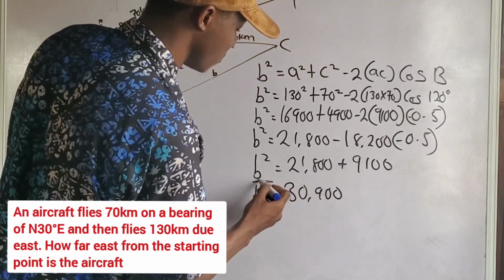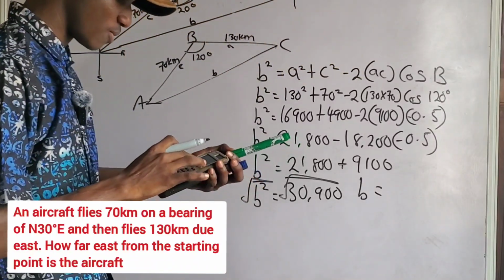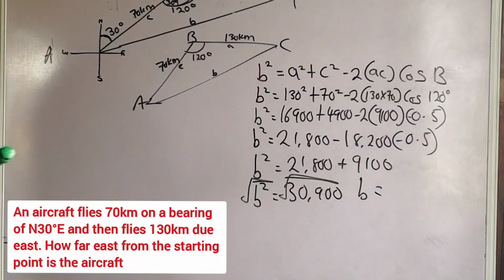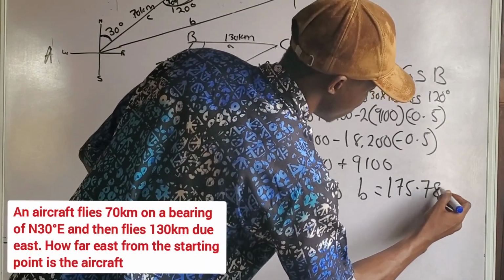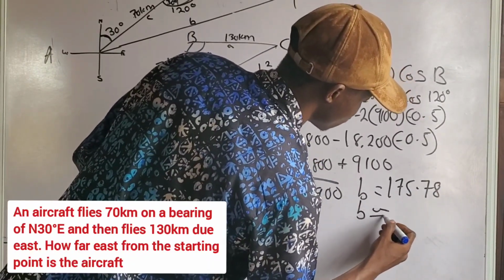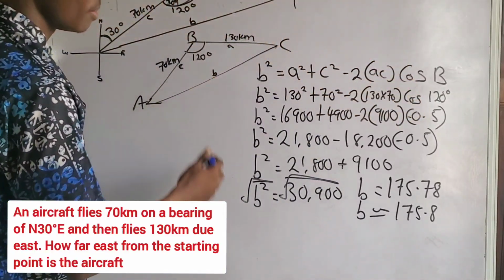So to get the value of b, you take the square root of both sides. So b is equal to the square root of 30,900. That is 175.78. You understand? Okay, to one decimal place, that is what? 175.8. What is the unit? Kilometer.